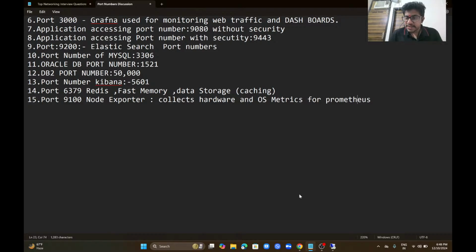Okay, this is most important: Node Exporter port number, the 16th one, port 8080. Port 8080 is Tomcat by default.